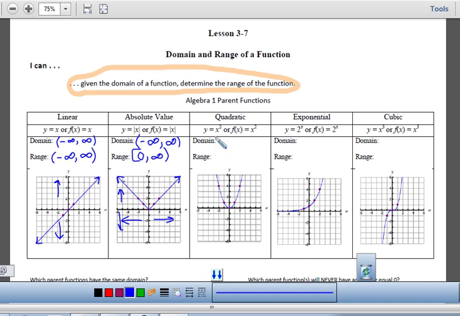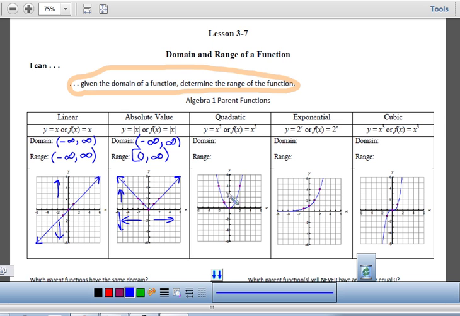Alright, quadratic, very similar to the absolute value, although the shape is curved and not V-shaped.